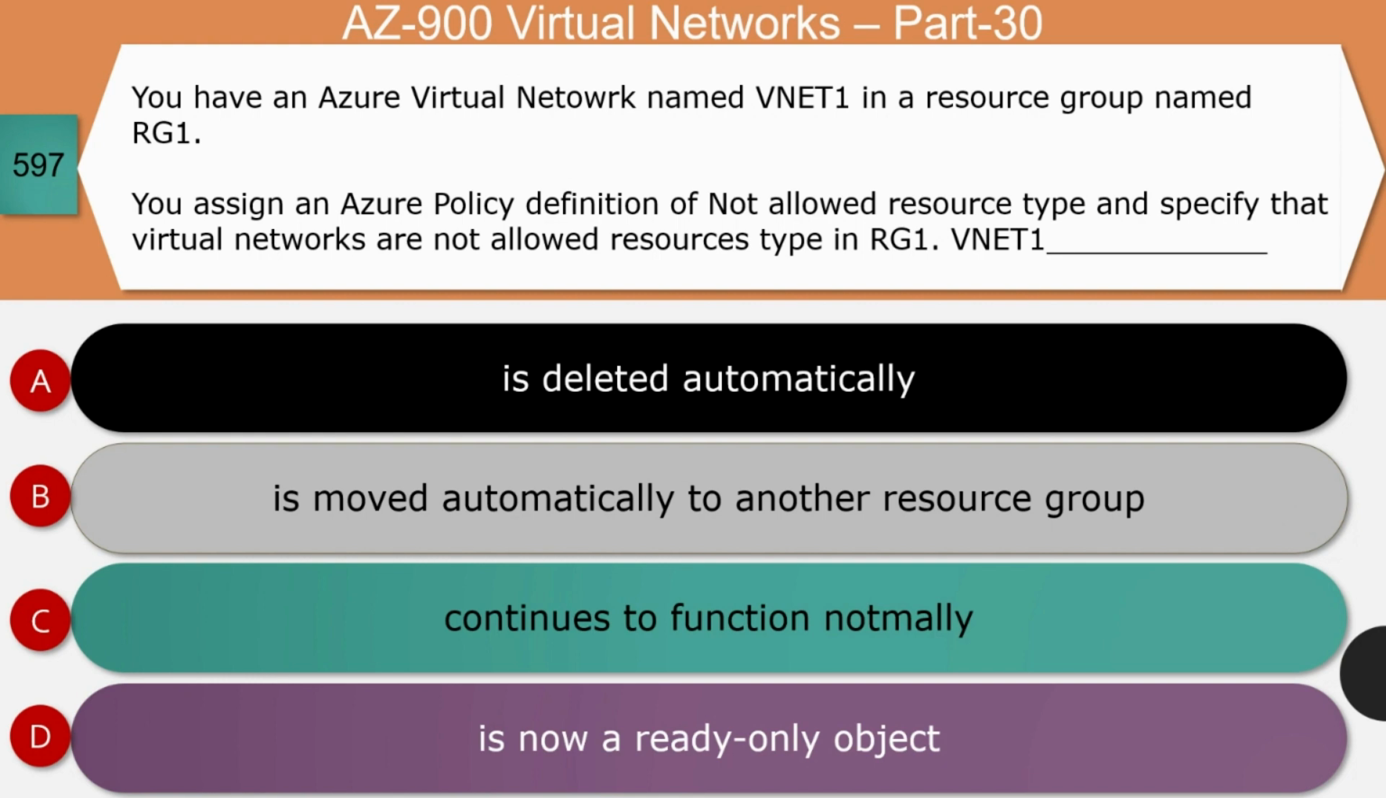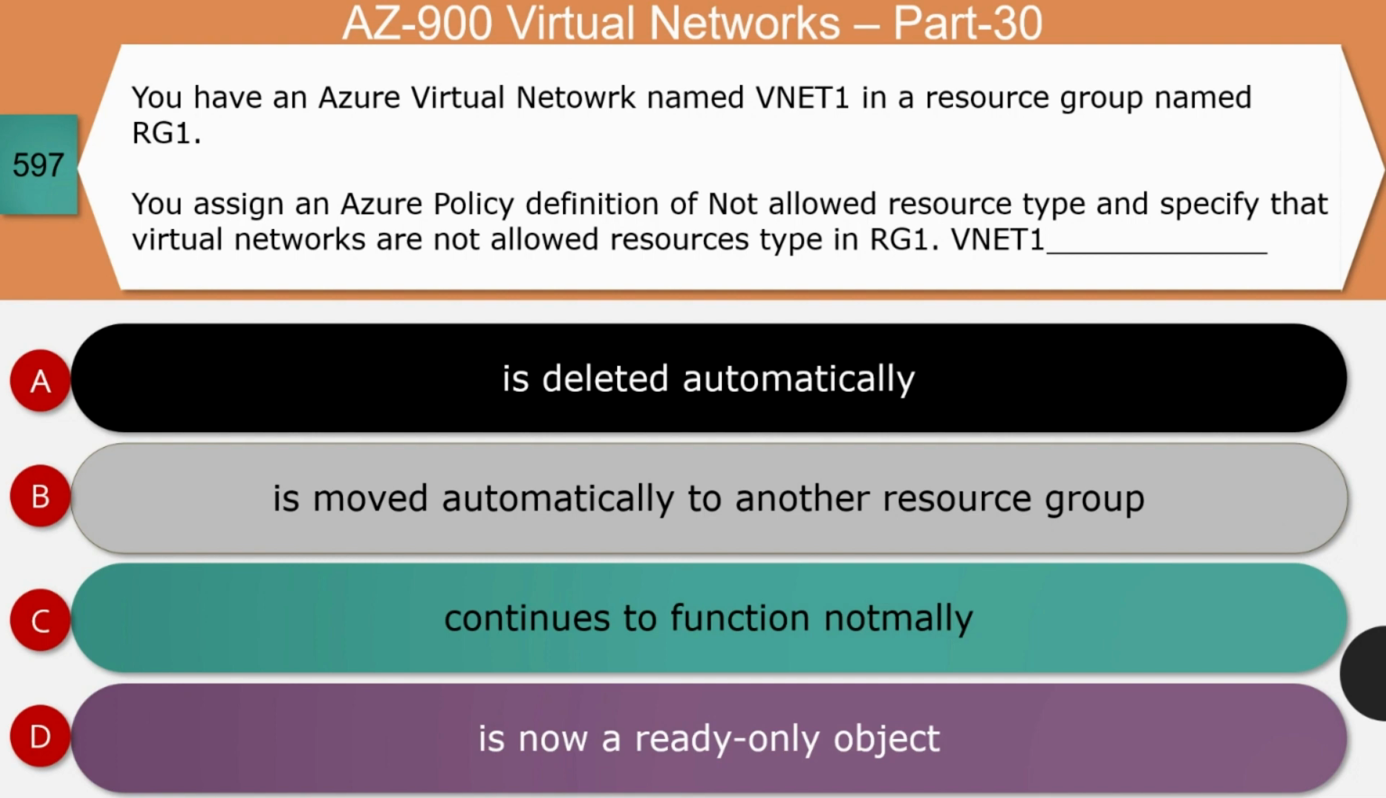Next question. You have an Azure virtual network named VNet1 in a resource group named RG1. You assign an Azure policy definition of not allowed resource type and specify that virtual networks are a not allowed resource type in RG1. So VNet1 becomes: option A, is deleted automatically. Option B, is moved automatically to another resource group. Option C, continues to function normally. Option D, is now a read-only object.